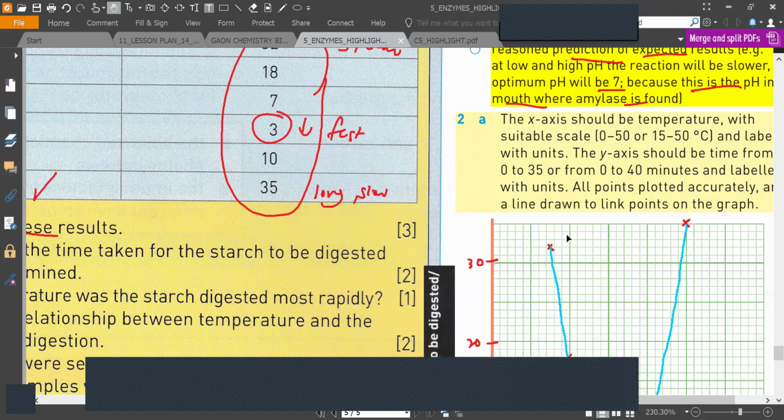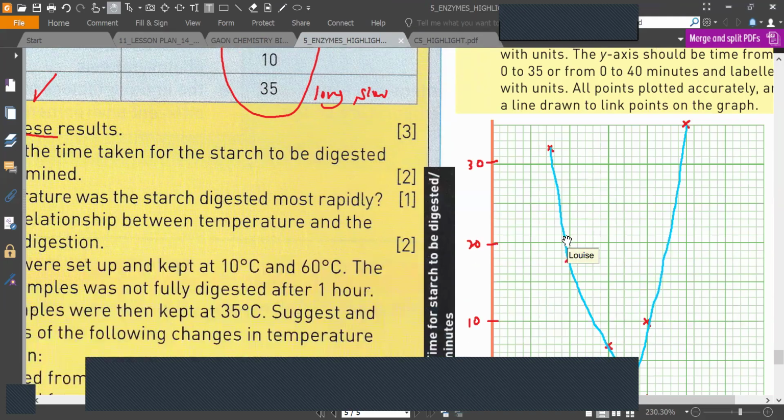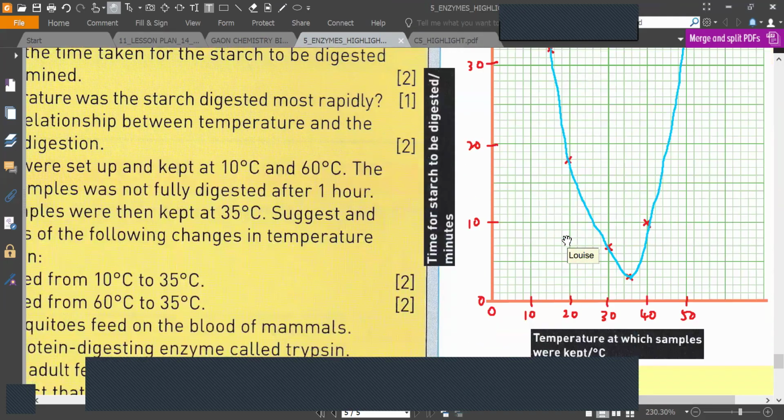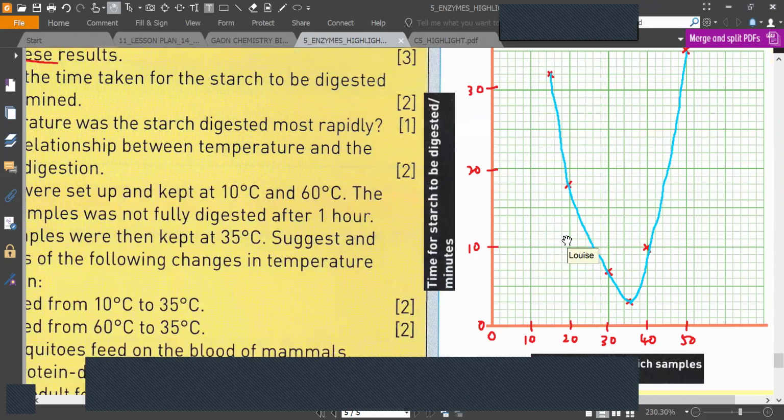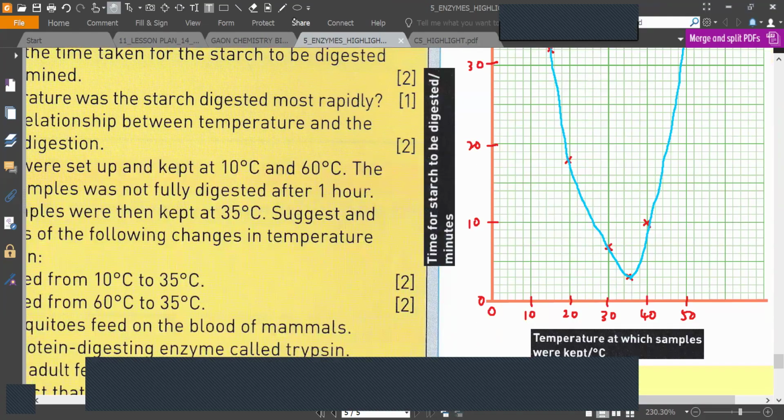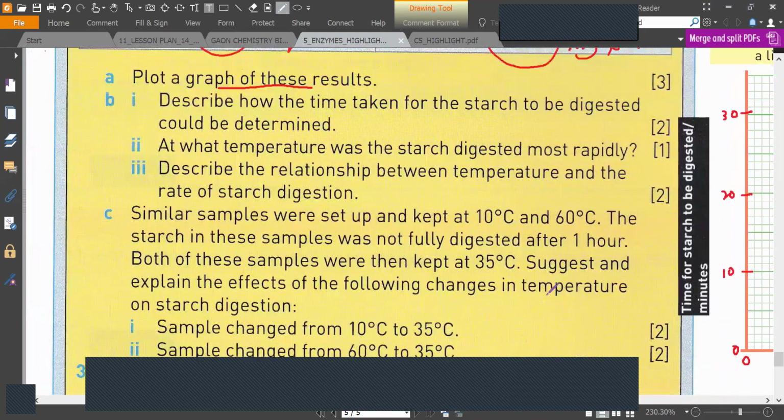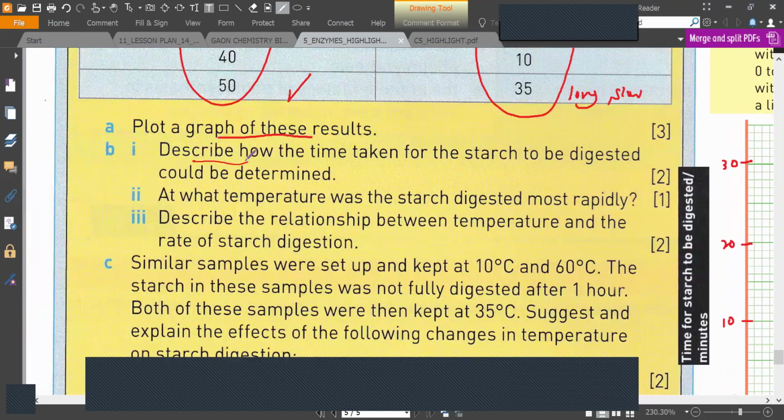So if we plot it properly, we'll get something like this, which makes sense. At the optimum temperature, it takes the shortest time, which means the rate of reaction is the highest. Question B1, describe how the time taken for the starch to be digested could be determined.